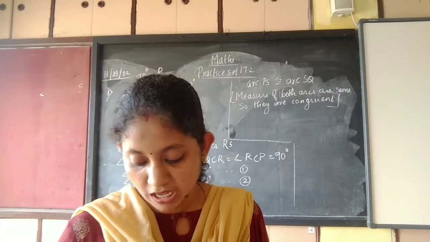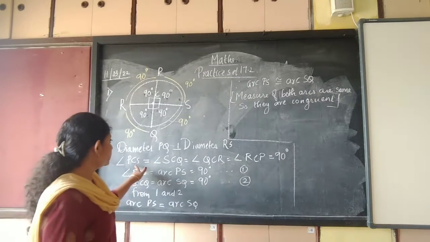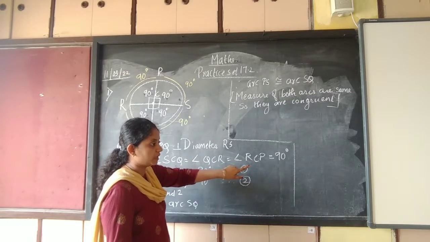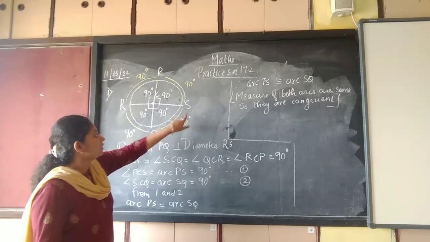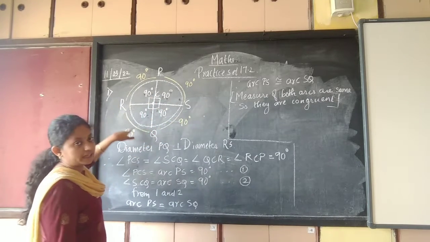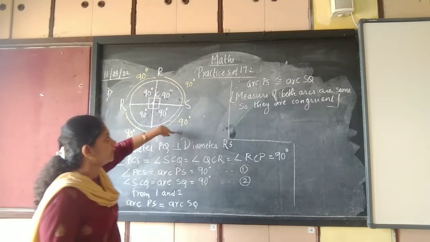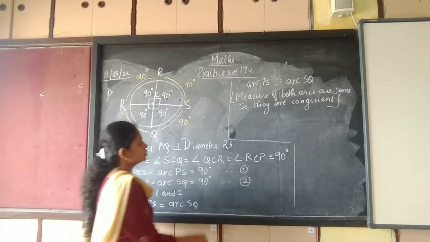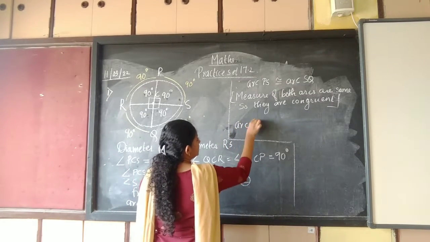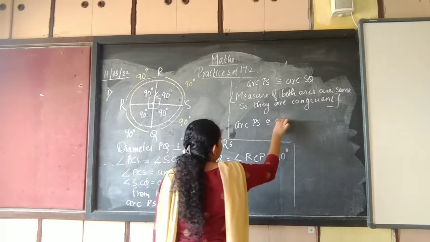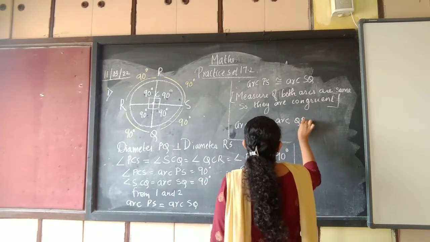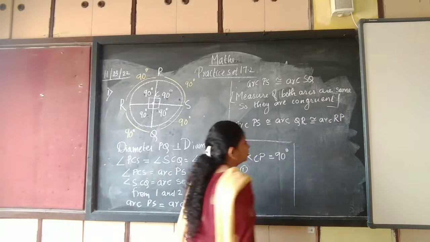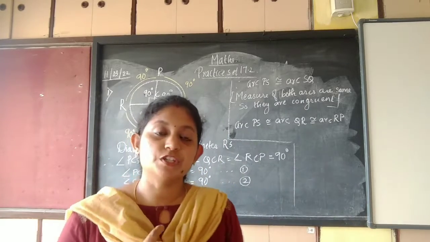Now write the other arcs which are congruent to arc PS. You have written angle PCS is congruent to SCQ is congruent to QCR is equal to RCP, so everywhere it is 90 degrees. So which are the other? It is already written that arc PS is congruent to SQ, which remains now QR and RP. So write down arc PS is congruent to arc QR is congruent to arc RP. Okay, so this was about the first question.